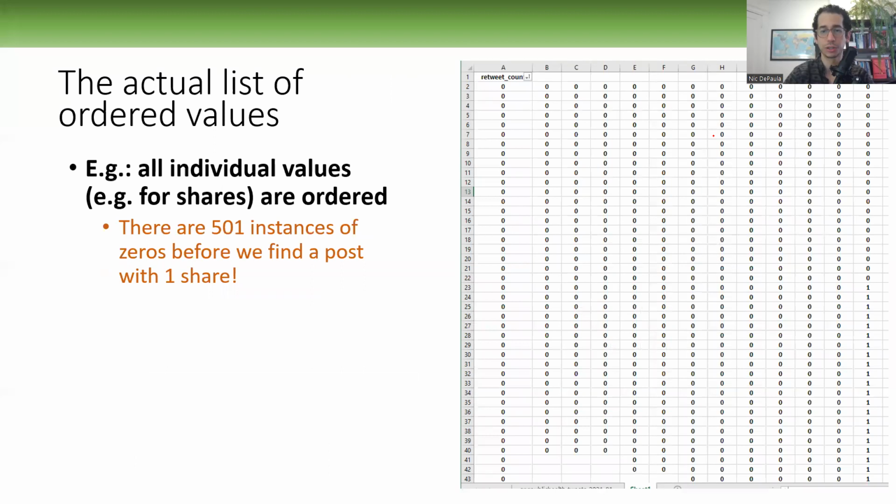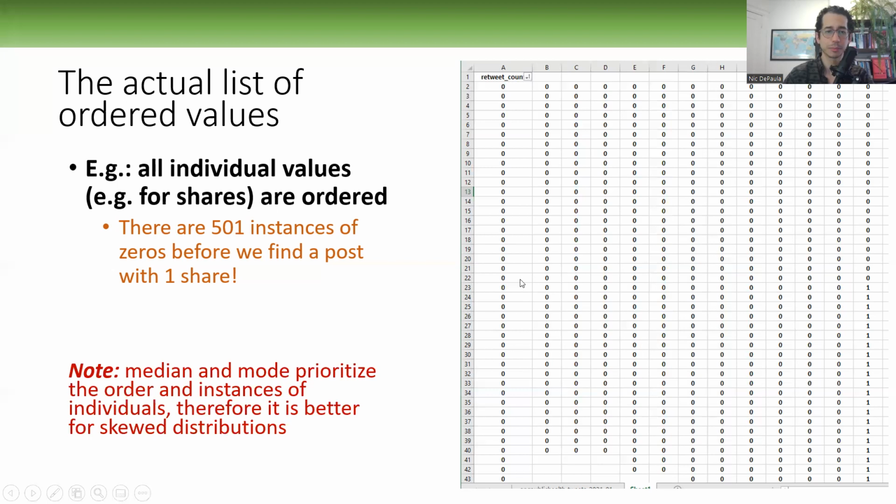Actually, I did order this data set, which has 1,174 records. I just ordered the values for the shares, and there are 500 instances of zeros before we find a post with 1 share. So that's almost at the median here. The median will probably be around 550 or so for this data set. So 1 is not the most common value. It's a kind of average, but it's not the traditional average, because that's the mean.